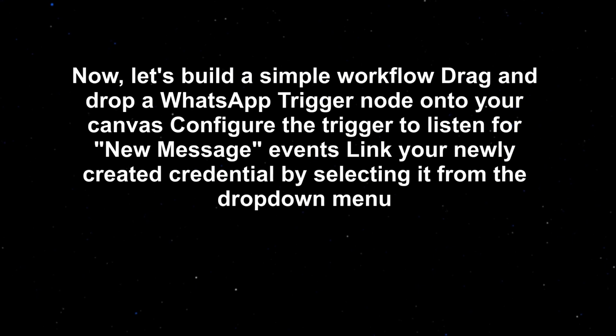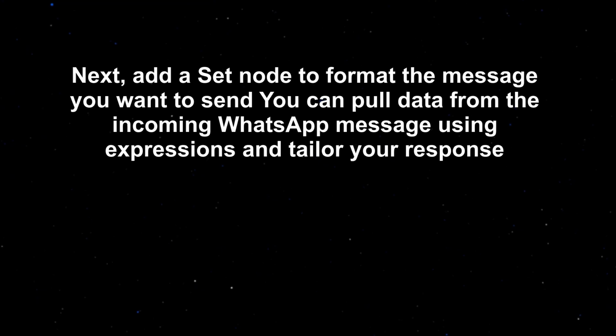Drag and drop a WhatsApp trigger node onto your canvas. Configure the trigger to listen for new message events. Link your newly created credential by selecting it from the drop-down menu. Next, add a set node to format the message you want to send. You can pull data from the incoming WhatsApp message using expressions and tailor your response.